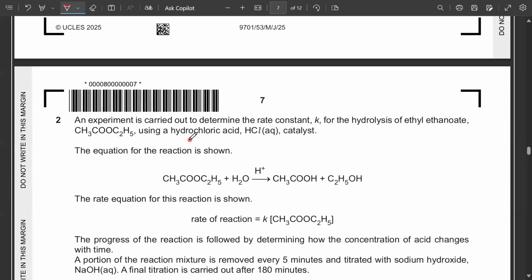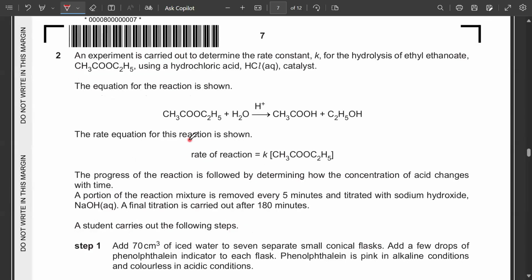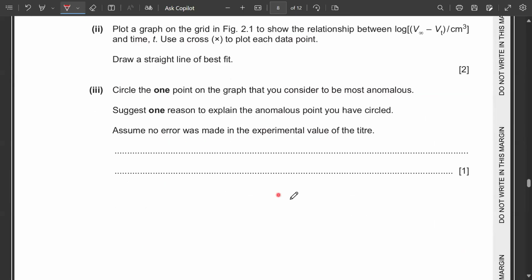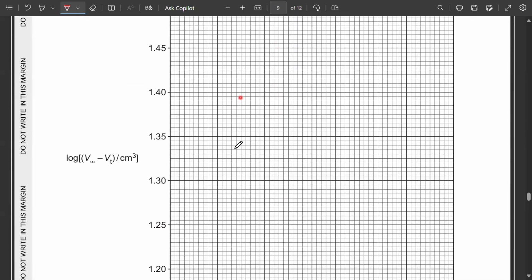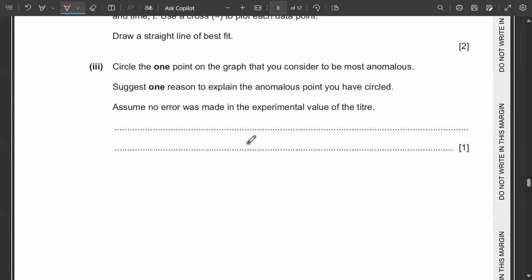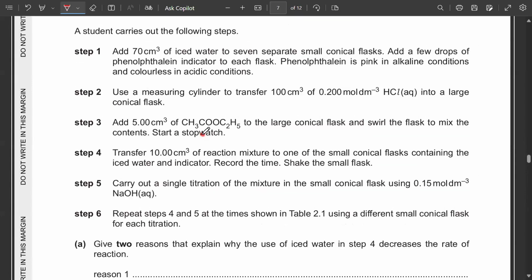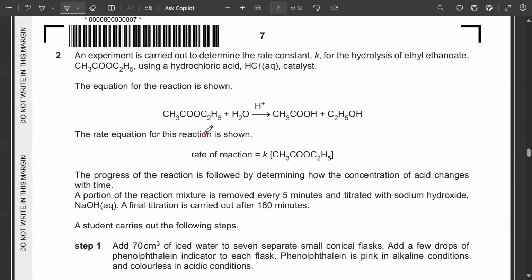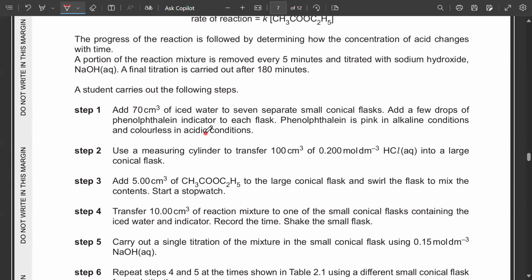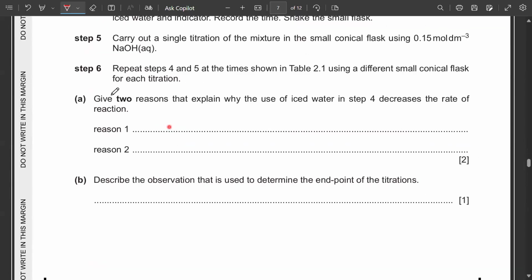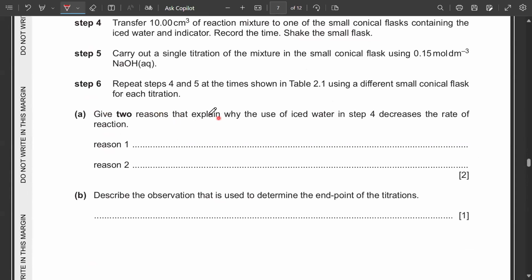Now moving to the next question. In almost most of the papers, we always find the graph paper. In most of the questions, we have the graph paper. That means you have to do the working on your graph paper along with me. I will skip some of the parts to save time because that just requires some calculations. I will just go to this point: give two reasons that explain why the use of iced water in step 4 decreases the rate of the reaction. Iced water means very cold water is used here.